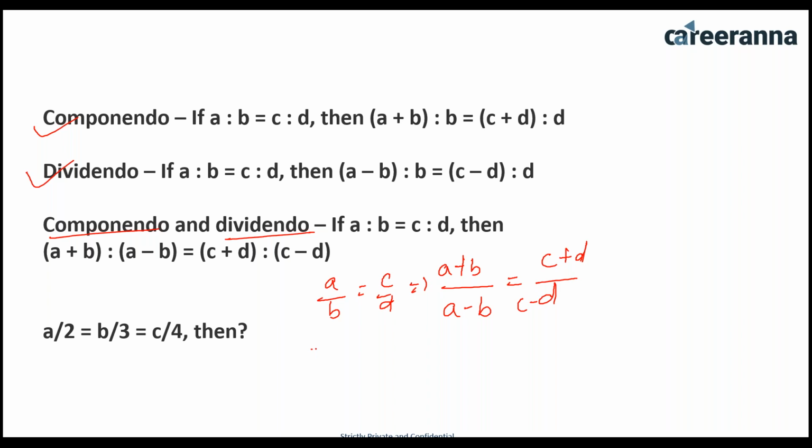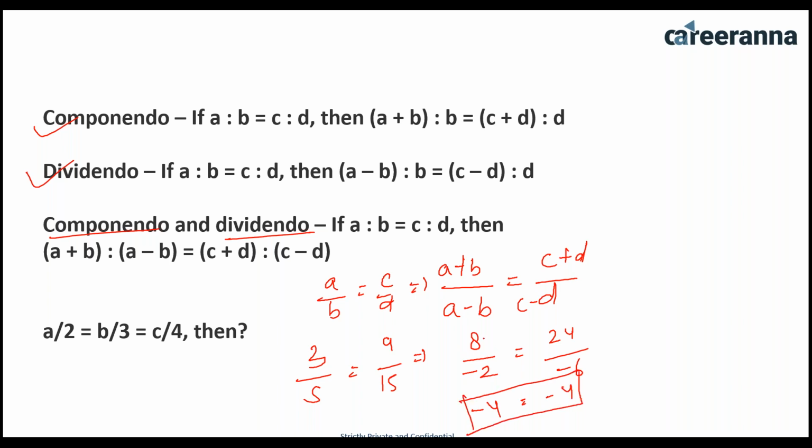So can we do it for, let's take, 3 by 5 and 9 by 15. What will be the value of A plus B? 8. A minus B is minus 2, equals C plus D, which is 24, I guess, over C minus D, which is minus 6. Is it the same, guys? This is minus 4, and this is minus 4. Is it clear to all? This condition is satisfied.